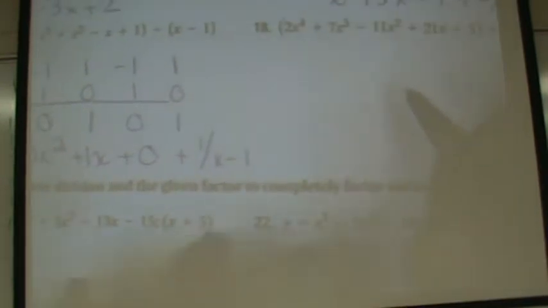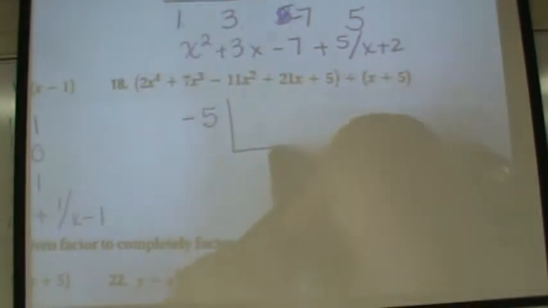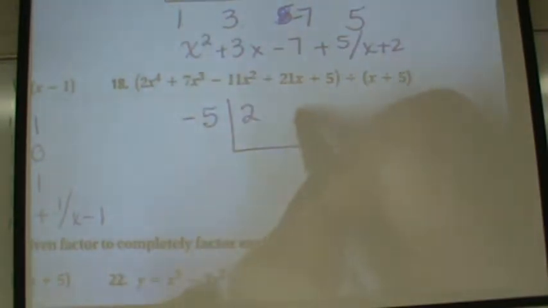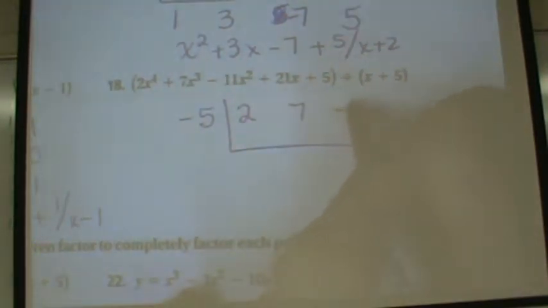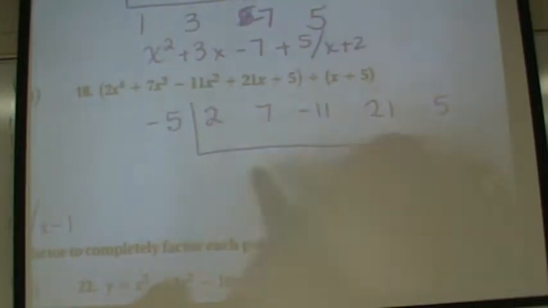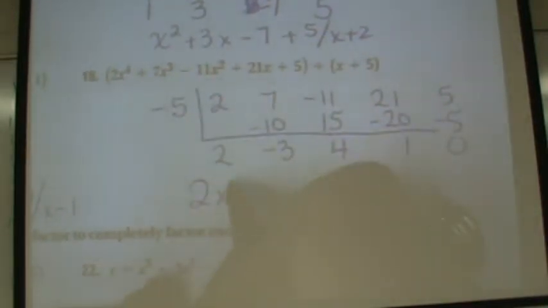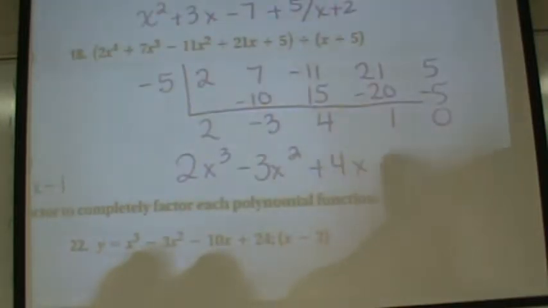Next one. You're going to put a negative 5 outside, and you have 2, 7, negative 11, 21, and 5. Bring down the 2, negative 10, negative 3, 15, 4, negative 20, 1, negative 5, 0. So it's 2x to the third minus 3x squared plus 4x plus 1.